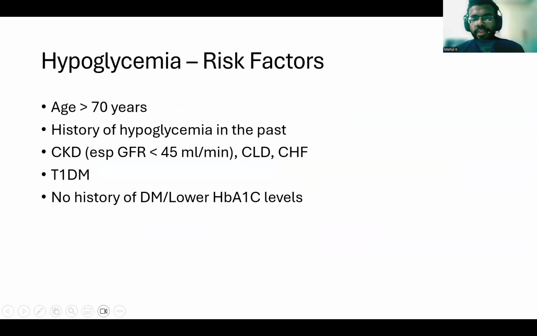Now, if you are going to adjust insulin for any kind of patient, you have to understand the risk factors for hypoglycemia. The three big ones to remember are, one, elderly patients, two, CKD patients, and three, patients who have a history of hypoglycemia in the past, or patients whose sugars are not very high to begin with, so no history of diabetes or lower A1C levels. If you're starting insulin in these types of patients, remember that they are at a higher risk of hypoglycemia, so you have to be careful and start at slightly lower doses if possible.